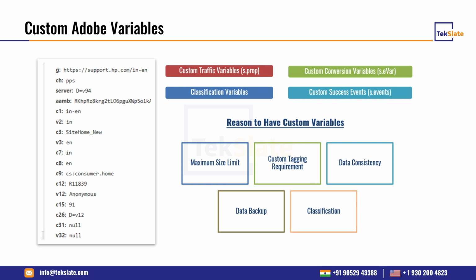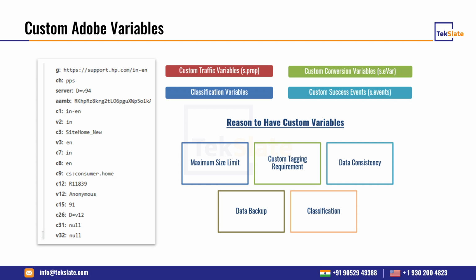So there are multiple reasons why we need custom variables. The maximum size limit of standard or automatic variables might be limited. But what if we want more data or bytes captured on a report? Then we might need help from custom variables. If there is a custom tagging requirement, obviously we will make use of custom variables. For data consistency, data backup, and even for classification, we need custom variables, because sometimes it's good to have a backup.